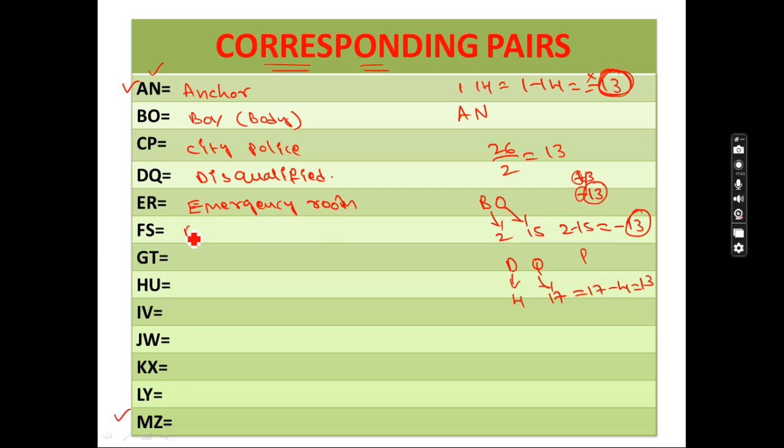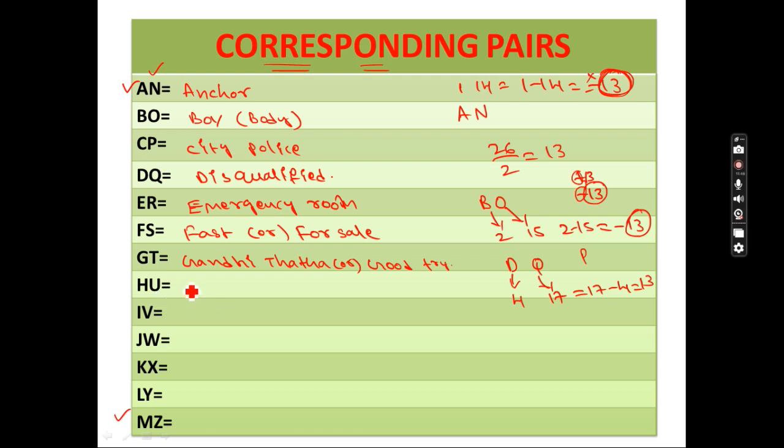So FS means fast, you can say. Or, sir, is there any other word? For sale, land for sale or plot for sale, like that. Like this you can remember, for sale or fast. Or GT, same. GT means Gandhi Tata. Or you can say good try also. So opposite pair or corresponding pair, GT will be common. So what you can remember here? Gandhi Tata, or good try.